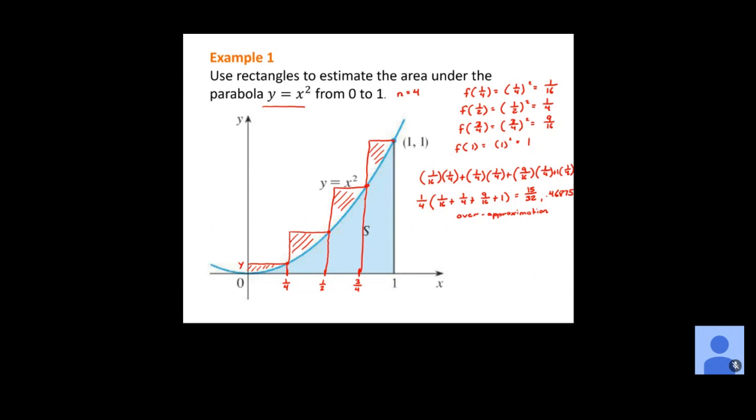Okay, now I want to redo this same problem with 4 rectangles still, but I want to get an under approximation instead. And then that way I'll kind of have an idea of the range of values that my area could be. So what do you think we might be able to do here if I want to get an under approximation instead, but still use 4 rectangles? Tell me this, where would the rectangles need to be if I need an under approximation instead?